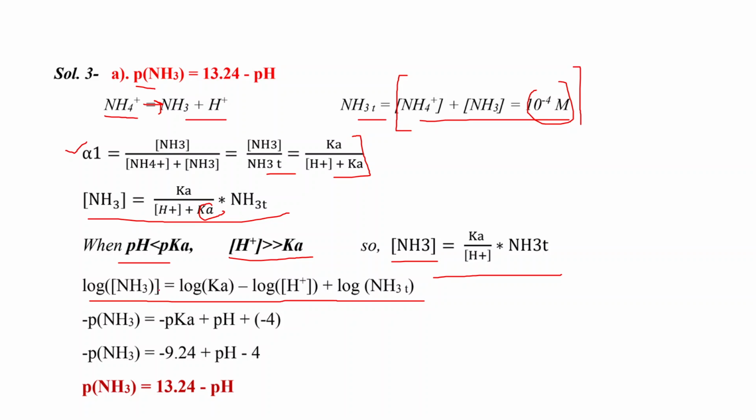How can log NH3 be written? Minus pNH4. This is pKa. This can be written as pH, and log NH3 total, it's given 10 raised to power minus 4. So this is how much? 10 raised to power minus 4. When we put log here, we will get this minus 4. So pNH3 is equal to minus 9.24 plus pH minus 4. Then NH3 is equal to 13.24 minus pH.